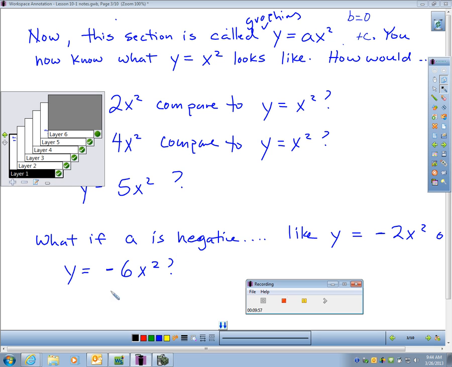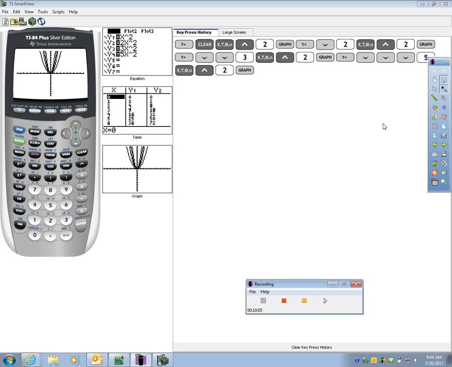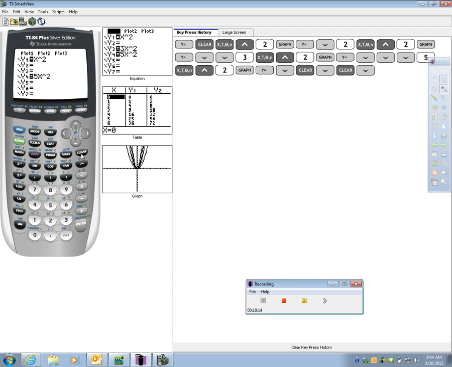All right, what happens if A is negative? Let's investigate that next. Let's say that A is negative, and I want to see what happens in this case. So let me go back here, and let me clear these equations out that I had. And let's see what happens if we put a negative value in for A. So let's just try negative 1 first. I'll have negative 1x to the second power.